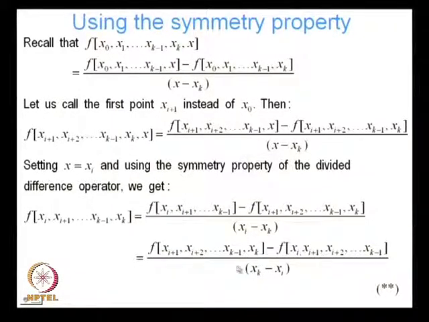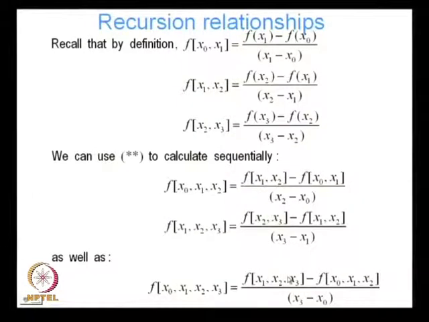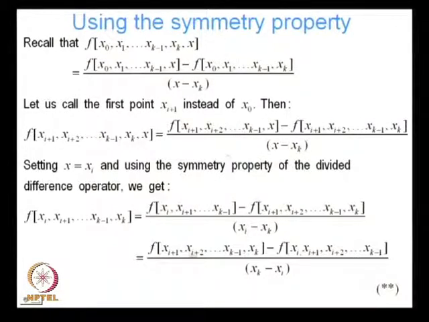So, now what do I have? I have f of x_{i+1}, x_{k-1}, x_k is equal to f of x_{i+1}, x_{i+2}, x_{k-1}, x_k minus this, divided by x_k minus x_i. It turns out that this is what we need. This yields the recursion formula. Why? Let us take a look.